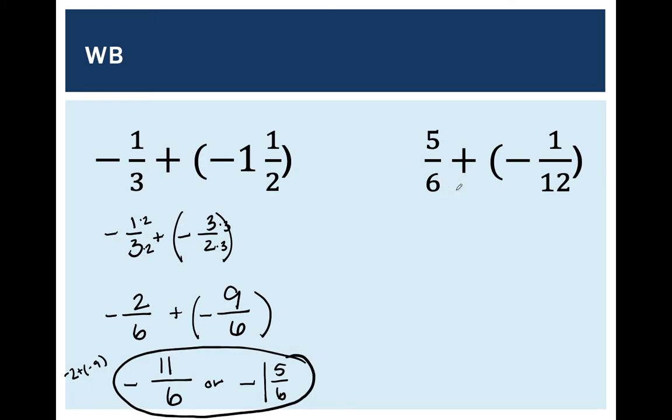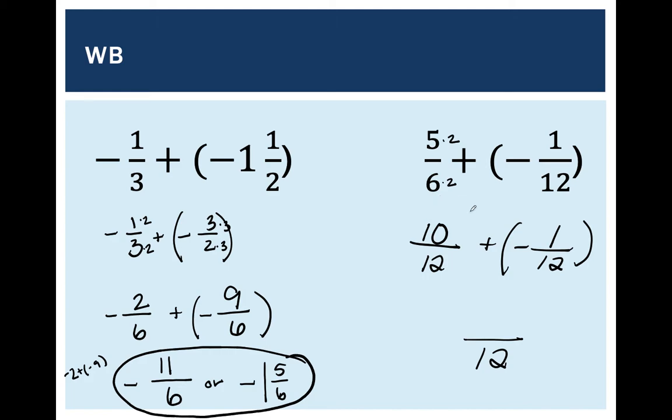For the second example, we have no mixed numbers, so we're just going to rewrite the problem with a common denominator. Common denominator between 6 and 12 is 12. So that means our second fraction can stay the same, and I just need to multiply the first one by 2. So we have 10/12 plus negative 1/12. We know the 12 will be our denominator, and we are just looking at the numerators now. We have 10 plus negative 1 is what we're trying to solve.